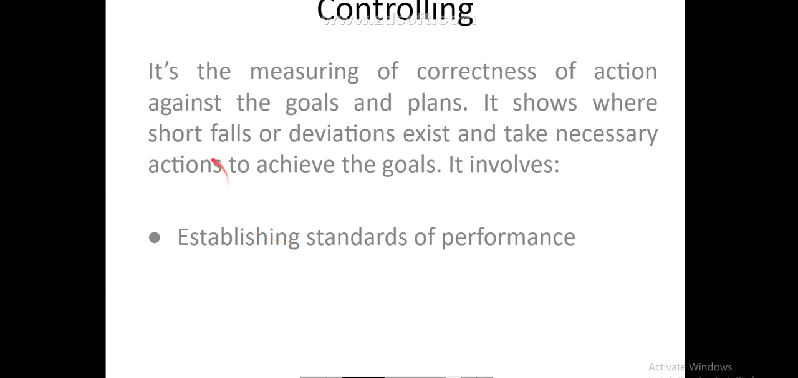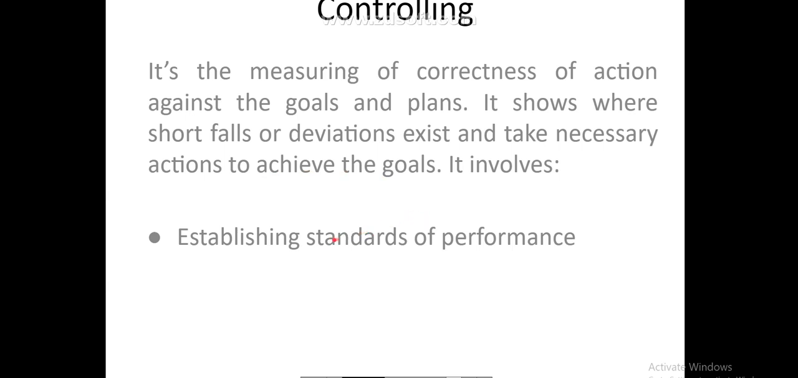It is nothing but the measuring of correctness of action against the goals and plans, right? Whatever is being carried out, we just measure what was the established planned goal and whether we are on the right track or not. It shows where shortfalls or any deviations exist. If we observe that there is any deviation against the goal that we have planned, we should take necessary actions so that we are on the right track to achieve the organization goals, right?